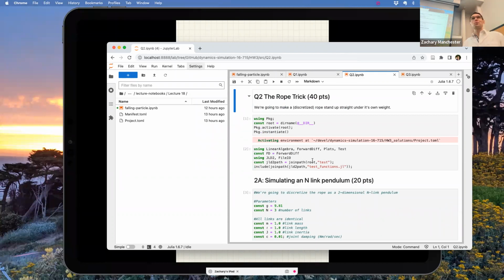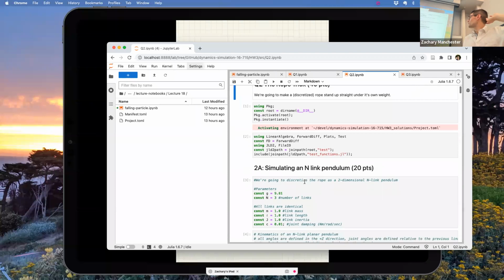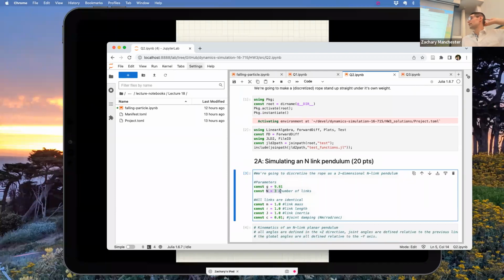Question 2 is really fun. Has anyone ever heard of the rope trick? The idea is, it's an n-link pendulum. I'm making your life easy here and making it just 3 links. So it's a 3-link pendulum. And it turns out that if you take this thing and shake it up and down by the base, it will stand upright without falling over.